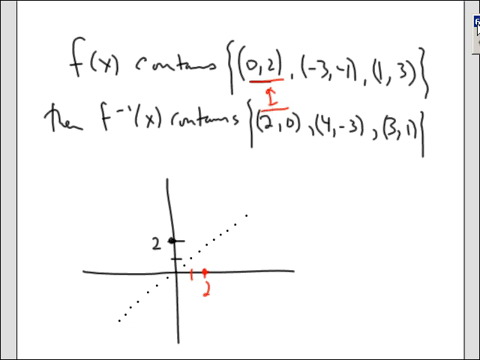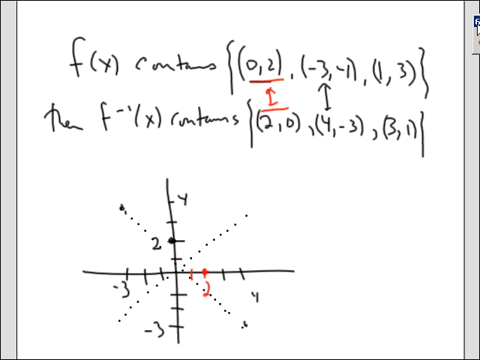If f of x contains (-3, 4), and if it contains that point, well, f inverse is going to contain (4, -3). It's going to contain that point. The same distance from the line. When I go at a right angle, it's the same distance.